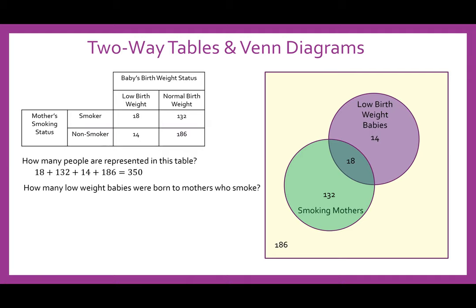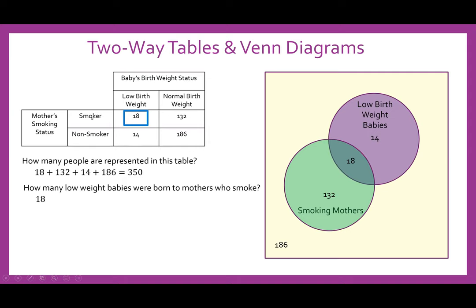Next, I may want to know how many low weight babies were born to mothers who smoke. So I go to my low birth weight column, and it tells me that 18 were born to smoking mothers and 14 were born to non-smoking mothers. So to answer my question, I'm looking at that 18. I'm in the low birth weight column, and I'm also just looking at the row that has smoker as the mother's smoking status.